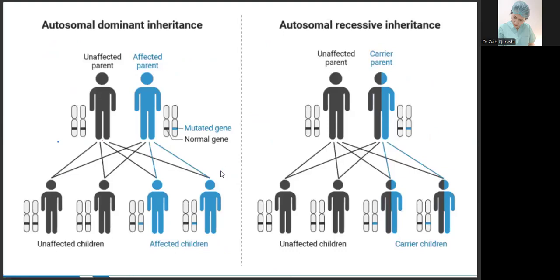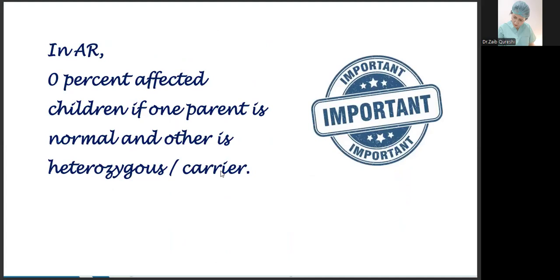What this right side of the slide is showing is autosomal recessive inheritance in one carrier parent and one unaffected one. And you can see that 50% of the time there are carrier children, 50% of the time there are unaffected ones, but there is no diseased baby at all. So 0% chance of having the disease if one parent is a carrier, 0% chance. So whatever you were reading here is true, okay? In AR, 0% affected children if one parent is normal and the other is heterozygous or a carrier of the disease. This is another exam question.